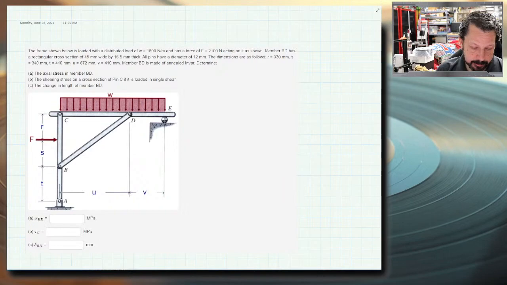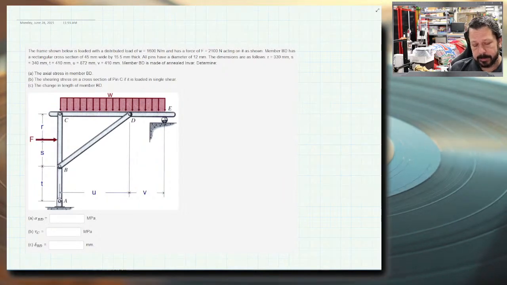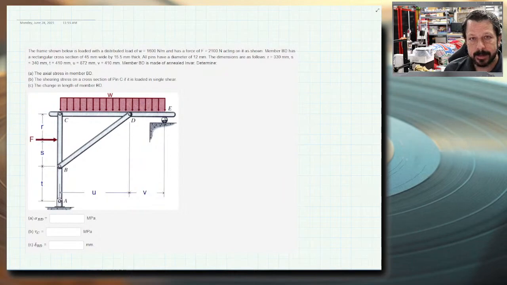And maybe look for two force members. To find two force members, we want to go in and look for any member that has only two pins connecting it. Sometimes the two force members will have a pin and another type of connection, maybe a slider or some other kind of connection. Those can still be two force members also. So typically it's two pins, but one of the pins could be some other type of connection.